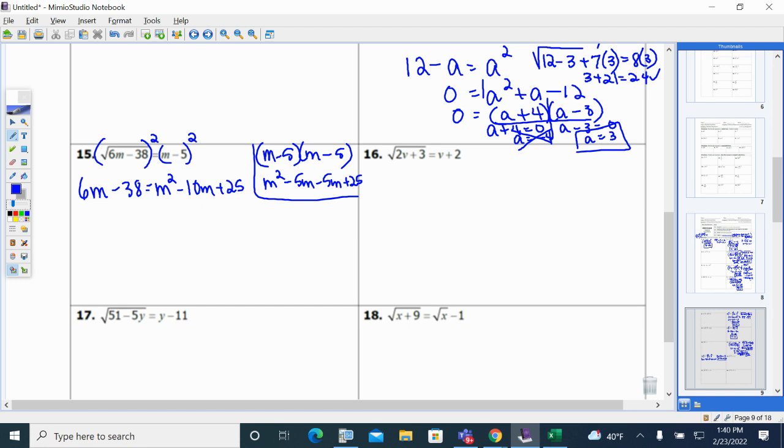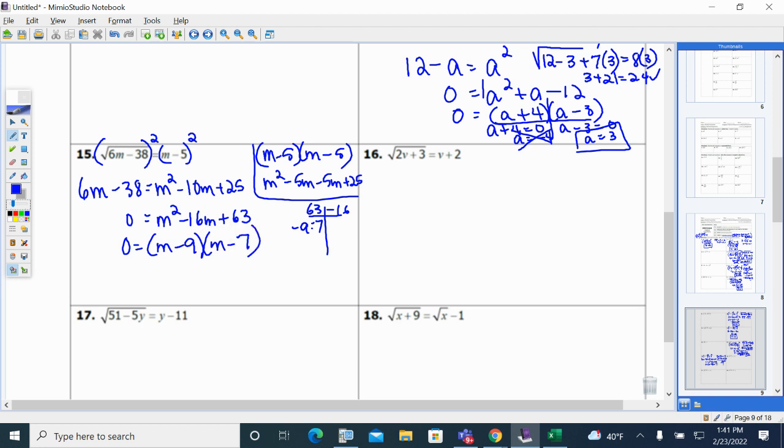Now, if you'll notice, again, we have a quadratic. So I'm going to subtract the 6m. Negative 10m minus 6m is negative 16m. And add the 38. 25 plus 38 is going to be 63. And that's equal to 0 now. I got rid of everything on the left side. I'm going to factor again. Two numbers that multiply to give me 63 and add to give me negative 16 are going to be a negative 9 and a negative 7. So that's going to factor into m minus 9 and m minus 7.